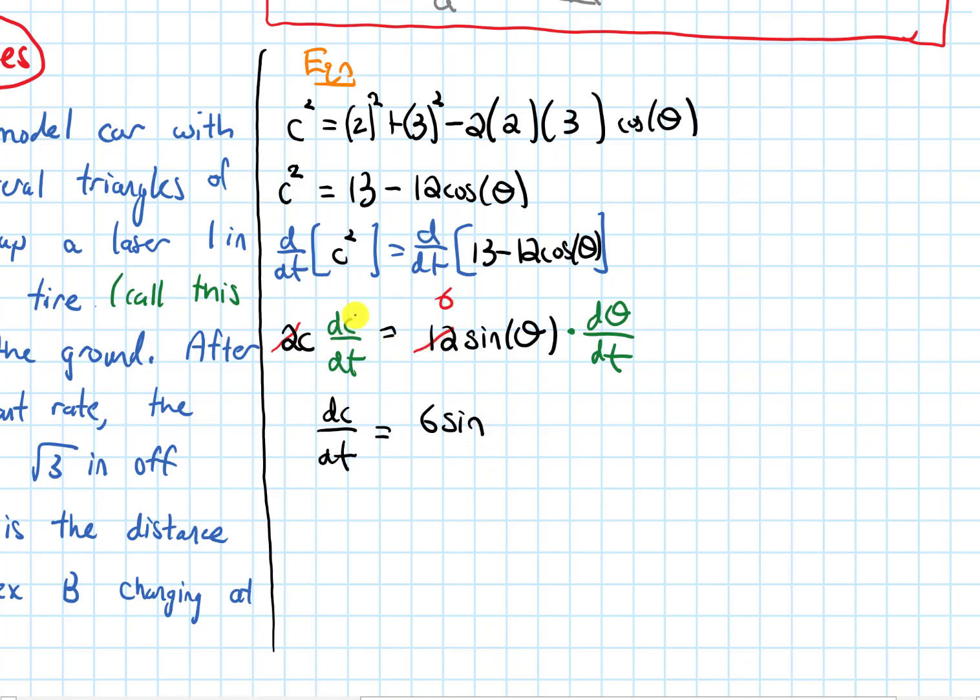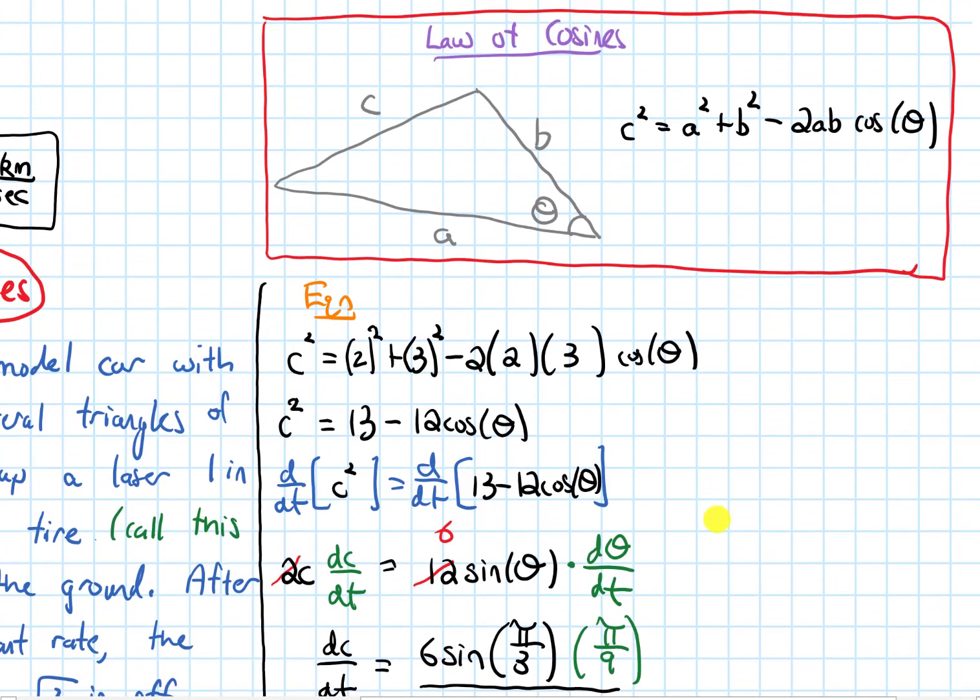Now that I've taken the derivative, I can plug in specific values. Remember, my theta at this instant was pi over 3. d theta dt, we had figured this out earlier. This was pi over 9, in radians per second. And then we've divided the C over. So we know everything except for the C. We need to figure out what C is.